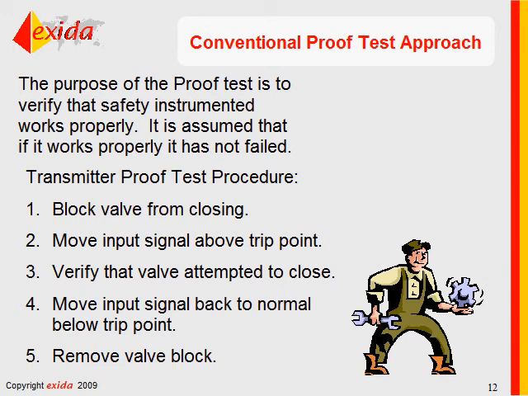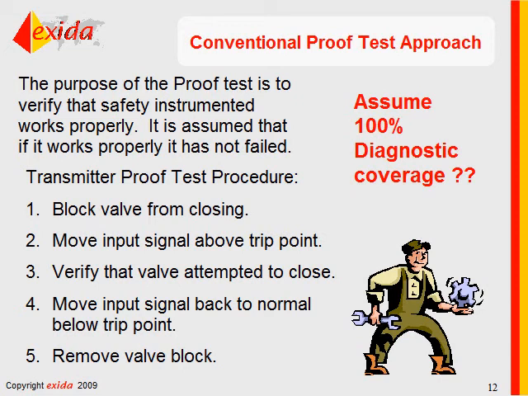So, if we look at a conventional proof test approach, one could look at a statement: the purpose of the proof test is to verify that the safety instrumented function works properly. It is assumed that if it works properly, it has not failed. That is the conventional proof test approach, and you could look at a specific transmitter proof test procedure where we would block the valve from closing, move the input signal above the trip point, verify that the valve attempted to close, move the input signal back to normal below the trip point, and remove the valve block. Okay, what we've done now is we've demonstrated that my safety function works.